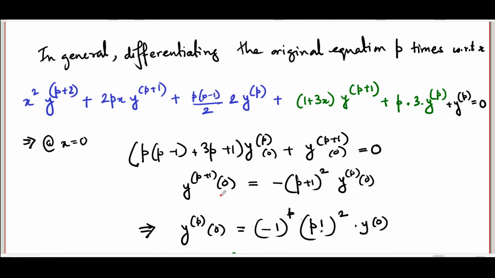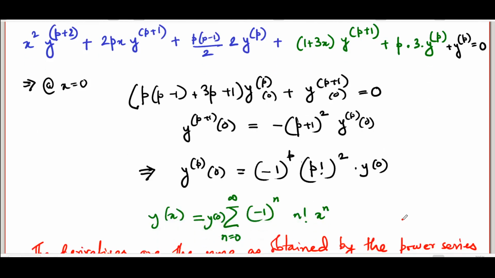The p plus 1th derivative at 0 is related to the pth derivative by this simple rule. You have to multiply by minus p plus 1 whole square. And it's very easy to solve this explicitly. This just tells you that the pth derivative at 0 is nothing but minus 1 raised to the power p times p factorial squared times y0. This is very, very easy to work out.